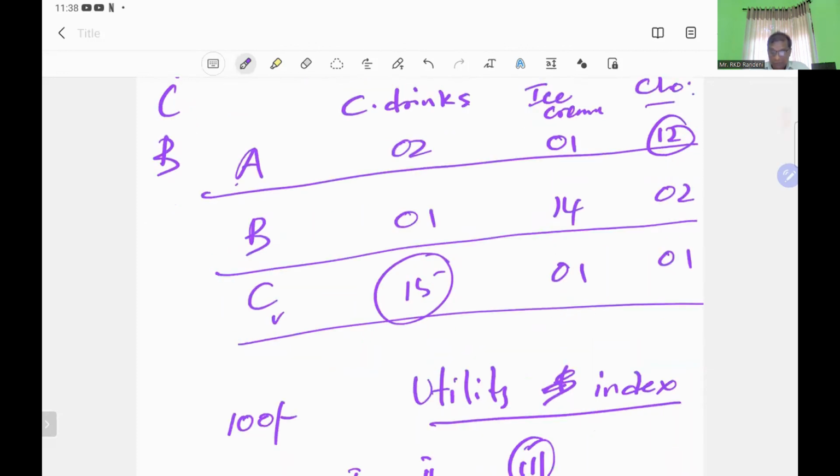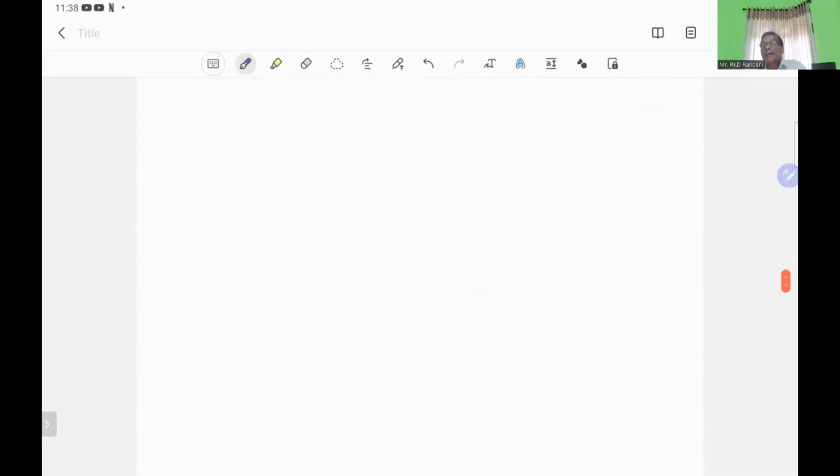Now, according to the ordinal approach, we are not going to measure the utility. No need to measure the utility. According to the preference, you can rank, you can order, and using that utility indices, you can tell he prefers bundle A to B or C, like that. You can compare.